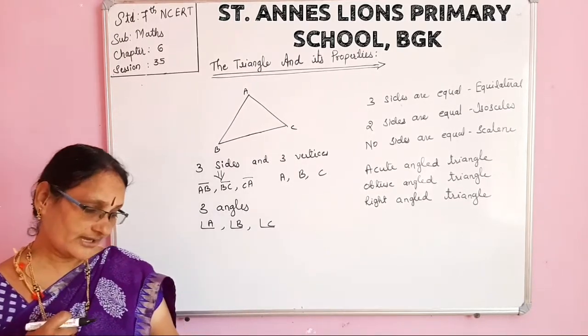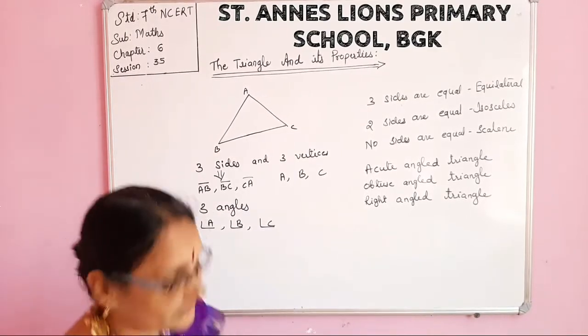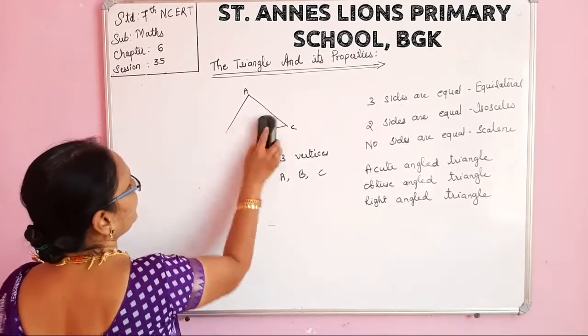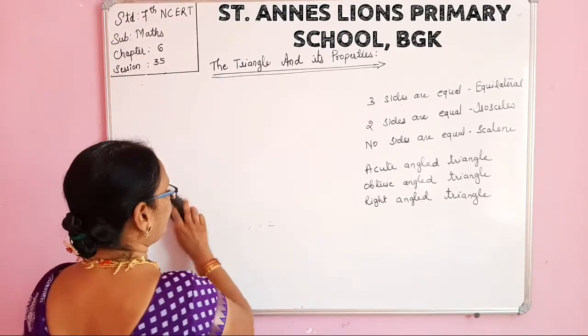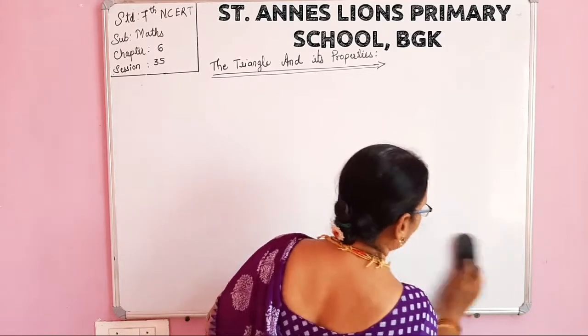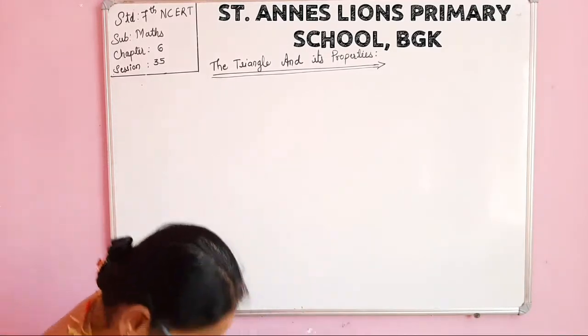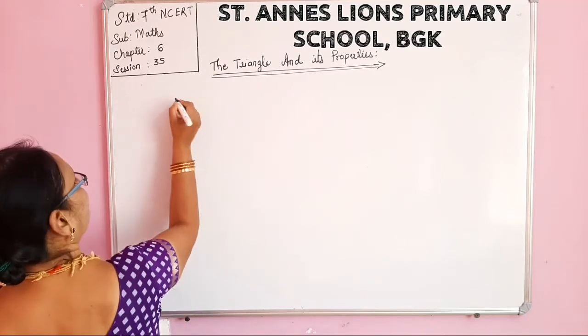Try these. Okay. Next comes medians of a triangle. The important point, that is median. What is the median of a triangle? We will see. And altitude. These are the 2 new points we are learning. That is medians of a triangle.